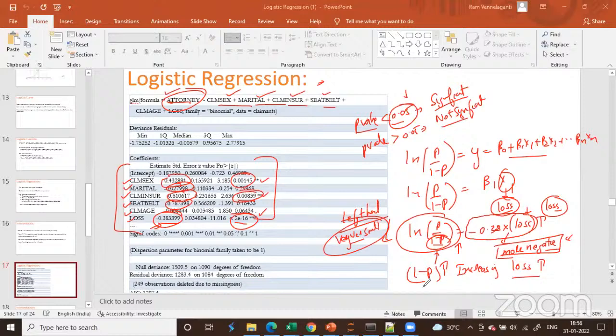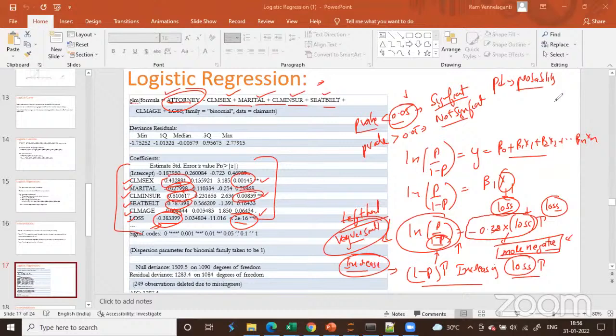What can you say about this? If your economic loss increases, then the probability of consulting a lawyer will also increase. There is a very high chance that the claimant is going to consult a lawyer if he has higher loss. If he has incurred higher damage during the accident, then there is a very high chance that he's going to consult a lawyer. So as your loss is increasing, 1 minus P probability is also going to increase. What about P? Probability is going to decrease.